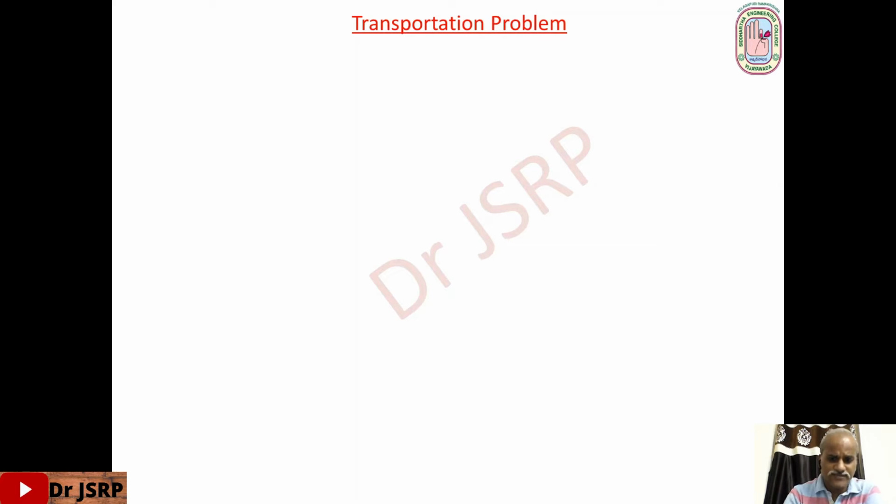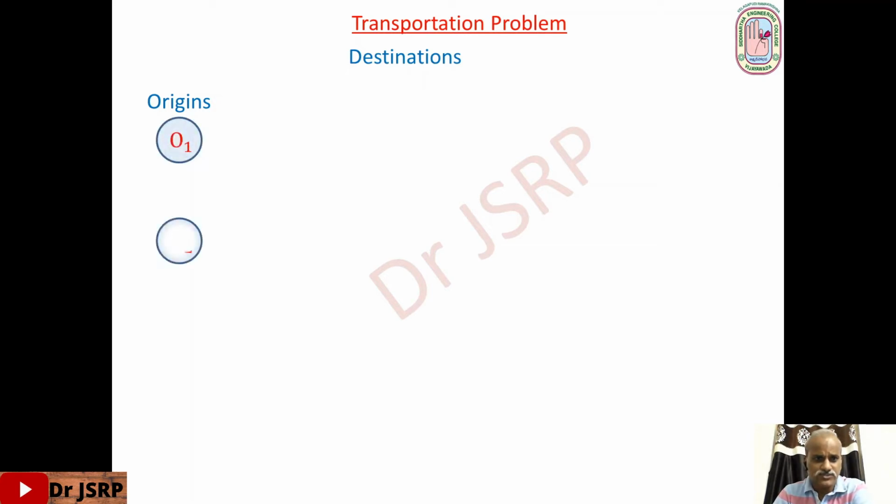Suppose a manufacturing company manufactures its products at two places, which are called origins, and it has to transport those products to its distribution centers, which are called destinations. Suppose the company has two origins, O1 and O2, and three destinations, D1, D2, D3.